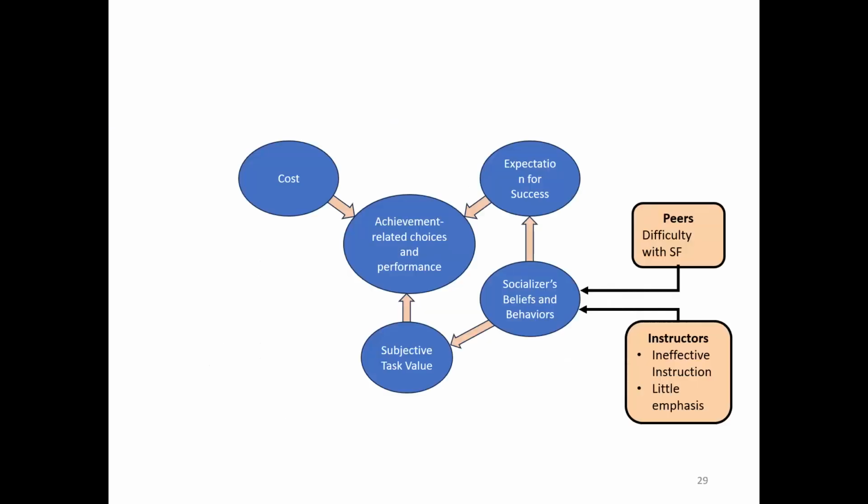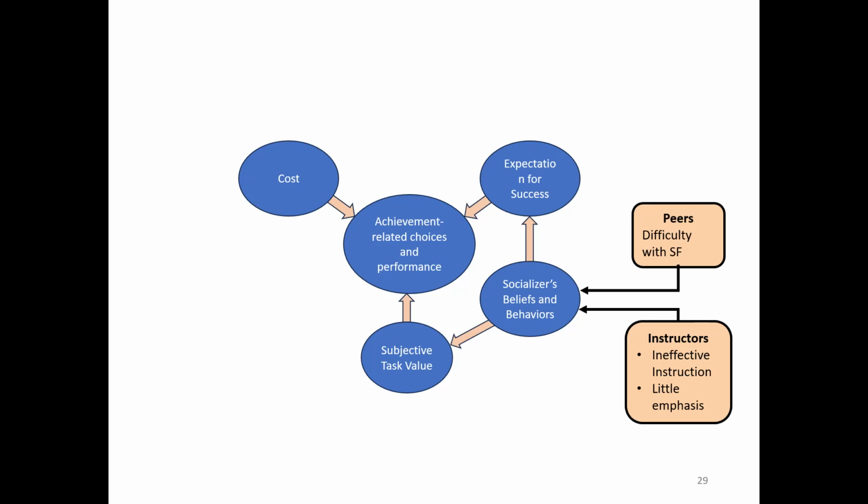So in summary, this little piece of the puzzle we're creating: when students talked about socializers, it was typically about peers and teachers. And when they talked about peers, it was difficulty in connection with significant figures. And with instructors, the main themes were instruction that just didn't seem to be enough to justify it, or maybe lack of emphasis there.